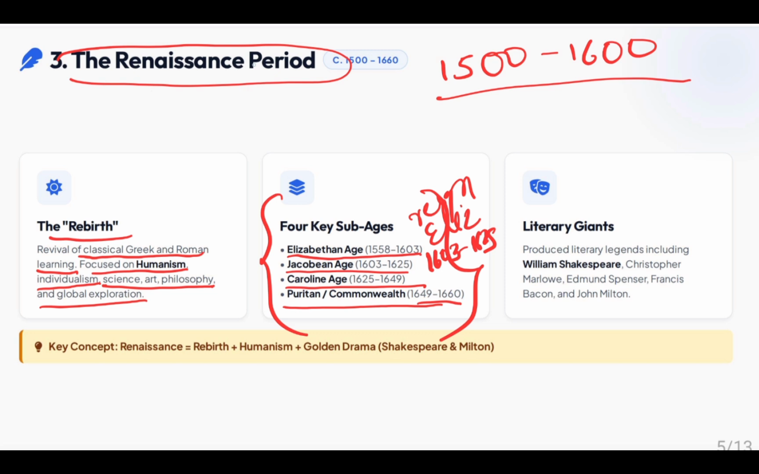They all come under one umbrella, that is the Renaissance period. The greatest literary figures of this age include William Shakespeare, of course, and because of William Shakespeare we also call this age the Shakespearean age at times, so we will read this later on. William Shakespeare, Christopher Marlowe, Edmund Spenser, Francis Bacon, John Milton.